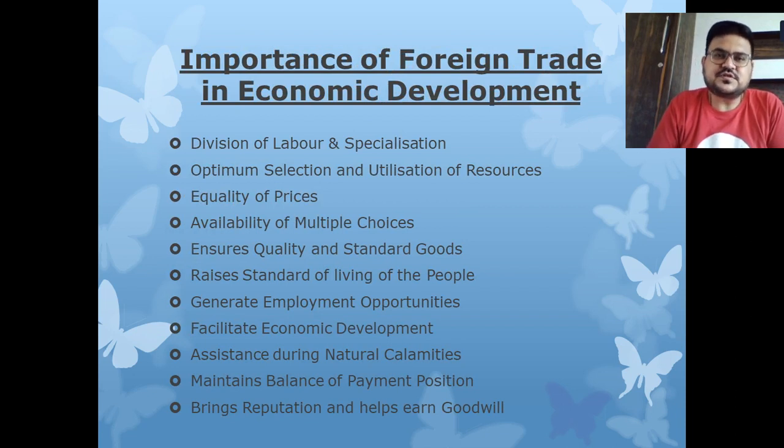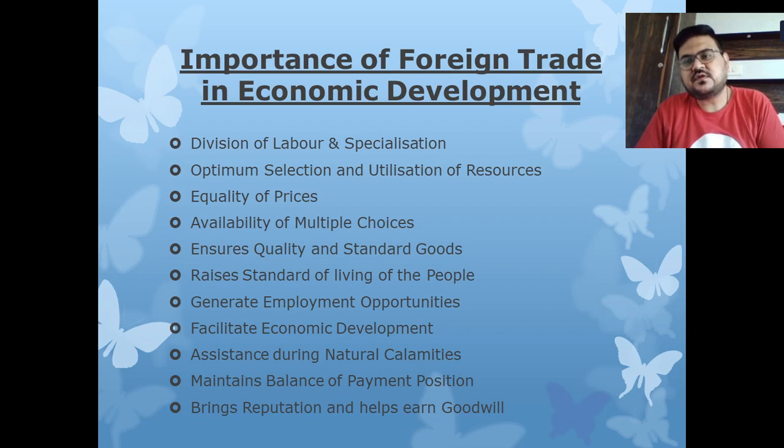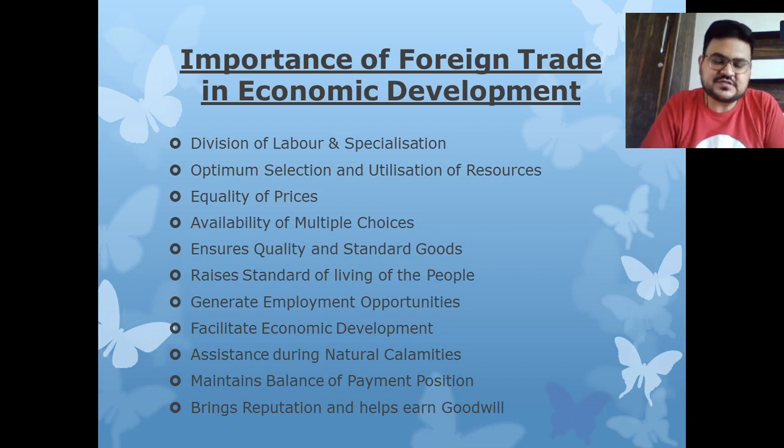What is the importance of foreign trade in economic development? Why is trading with foreign countries very important in order to grow our economy? Do we need to do this kind of trade? Is it important for us to trade with foreign countries? Do we need to buy and sell to foreign countries? Of course it is very important. So what are the reasons for this? What is the importance? Why must we do this?